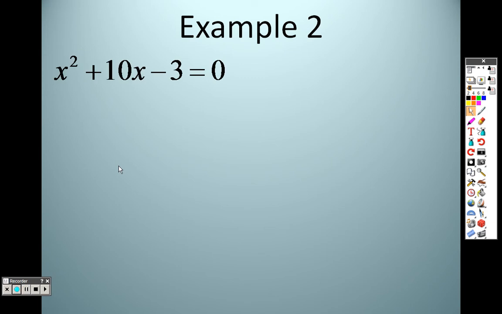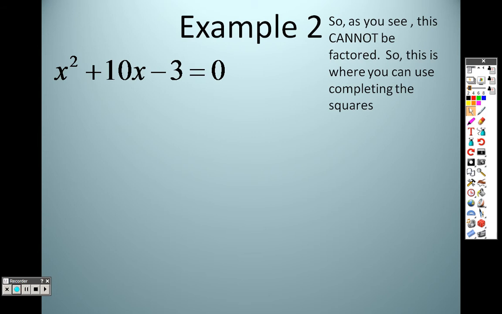Taking a look at example 2 now. To complete the squares, this can't be factored. And we know that we have to use completing the squares not only because it's obviously the section title, but because can you think of two numbers that multiply to give you a negative 3 that add to give you 10? No.